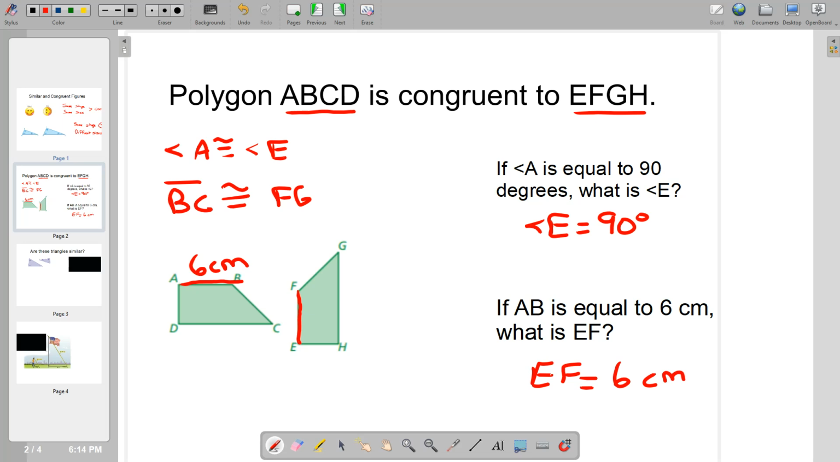So one of the nice things about working with congruent shapes is that the math is usually pretty straightforward. It has to be the same.